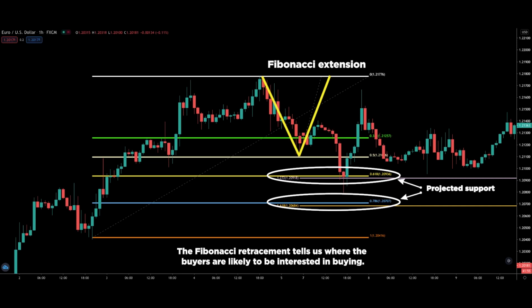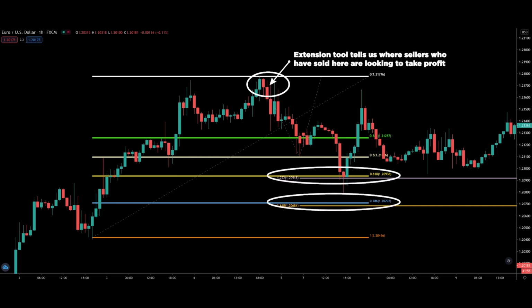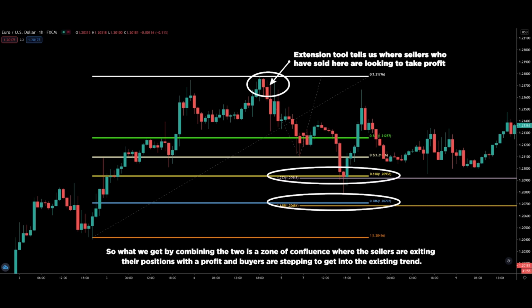The Fibonacci retracement tells us where the buyers are likely to be interested in buying, and the extension tool tells us where the sellers who have sold at the high here are potentially looking to take profit. So by combining the two, what we get is a zone of confluence where the sellers are exiting their positions with a profit and buyers are stepping in to get into the existing trend.